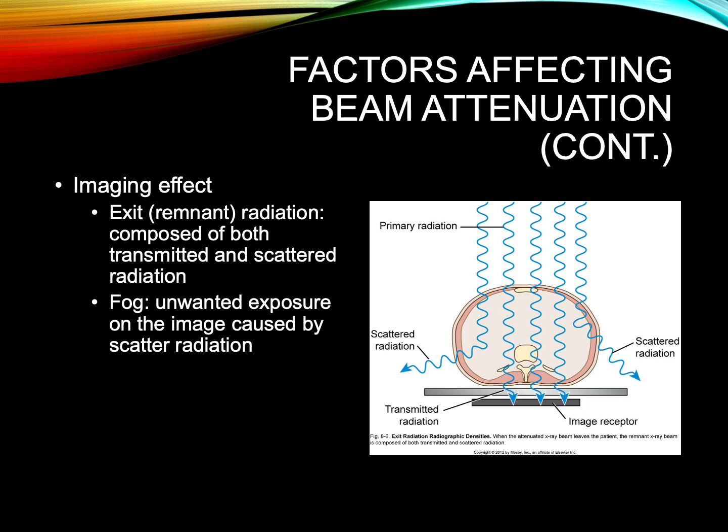When you look at figure 8-9 here, when the attenuated X-ray beam leaves the patient, the remnant X-ray beam is composed of both transmitted and scattered radiation. So you have your primary radiation coming into the patient. Some of it, of course, will be absorbed. Some of it will be scattered. And then some of it will be transmitted, which is the X-ray photons that actually meet the image receptor and interact with the image receptor to create the image.